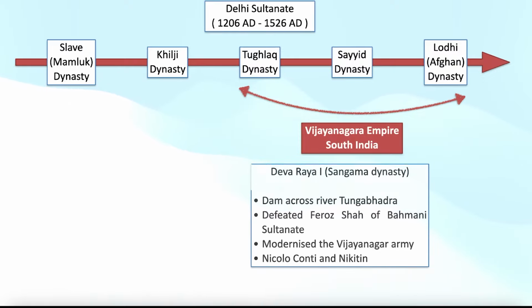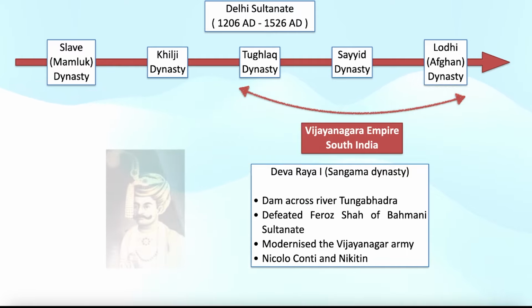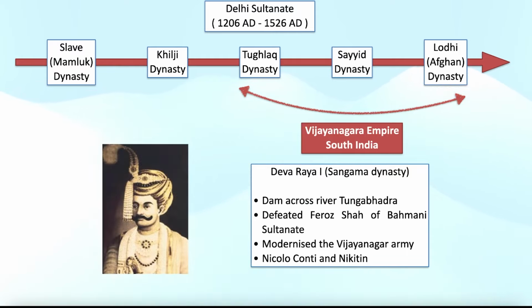So the first powerful king belonging to Vijayanagara Empire was Devraya I. He belonged to Sangam dynasty, the first dynasty. And you need to also remember a few contributions of Devraya I. So a dam across river Tungabhadra was constructed during his period. He defeated Firoz Shah of Bahamani Sultanate. Where was Bahamani Sultanate? Just to the north of Vijayanagara Empire.